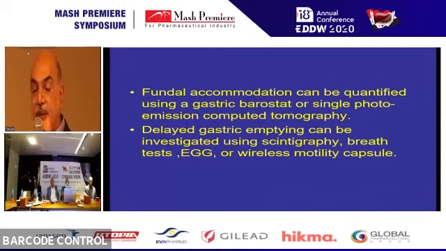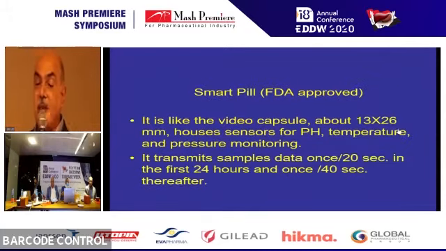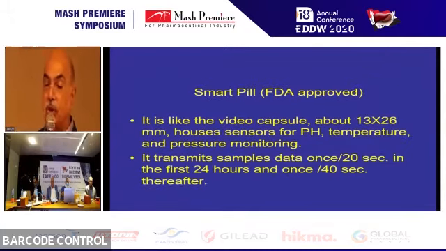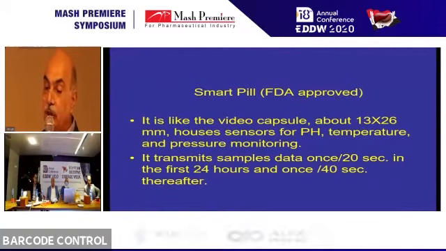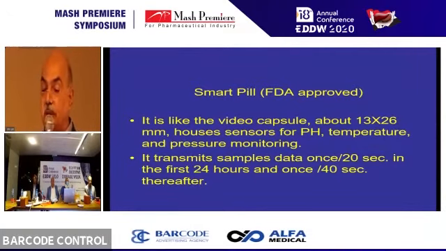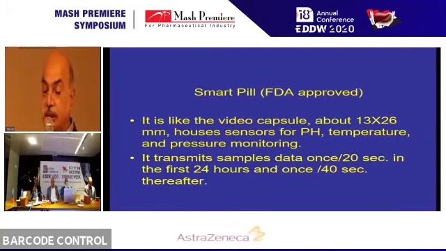Breath tests, electrogastrography, and wireless motility capsule. A hint about this wireless motility capsule, which is called the Smart Pill. It's FDA approved. It's like the video capsule, but with no camera. It only houses sensors for pH, temperature, and pressure monitoring. It transmits sampled data once every 20 seconds in the first 24 hours and once every 40 seconds thereafter.